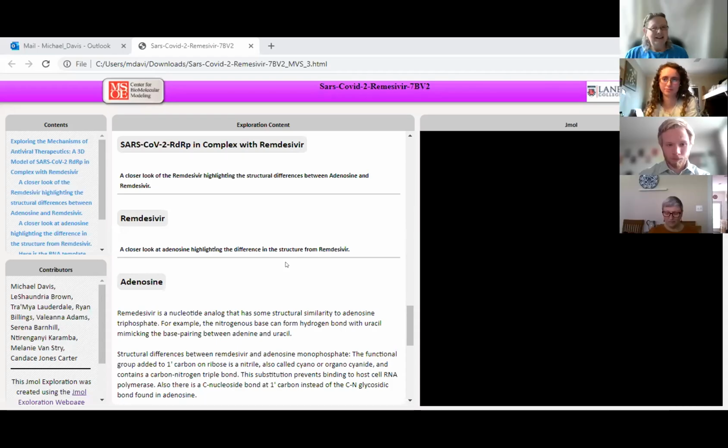So we chose to do ours on the RDRP complex with the remdesivir. Remdesivir is the only FDA-approved antiviral drug for COVID-19 targeting enzymes like RDRP, but only for severe cases, as it causes chain termination. Let this load while I talk.